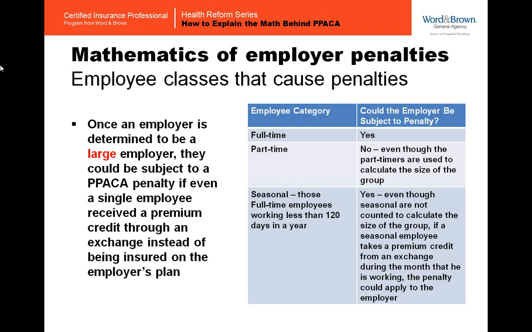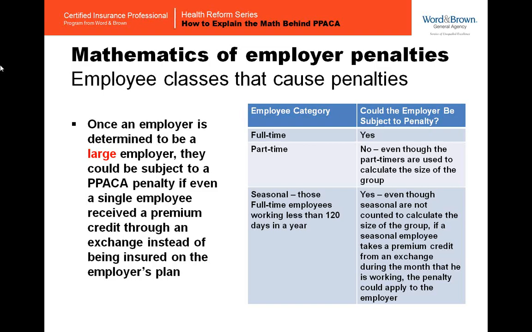So what PPACA is going to do with these seasonal people is allow an employer to get penalties during certain times of the year when the seasonal people are working for him, and then when they're not working for him, he is not penalized. But the net effect of that employee who has worked a full year, 3 months, 3 months, 3 months, 3 months, he would be going to the exchange to buy his own insurance individual policy.